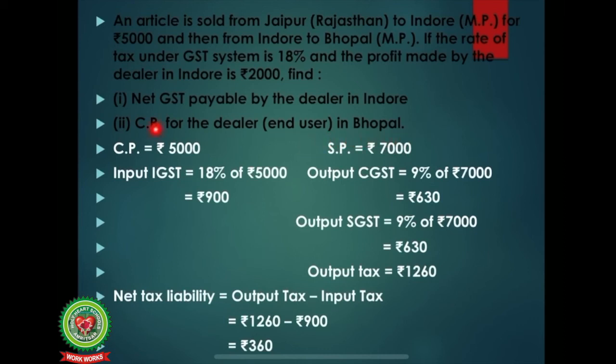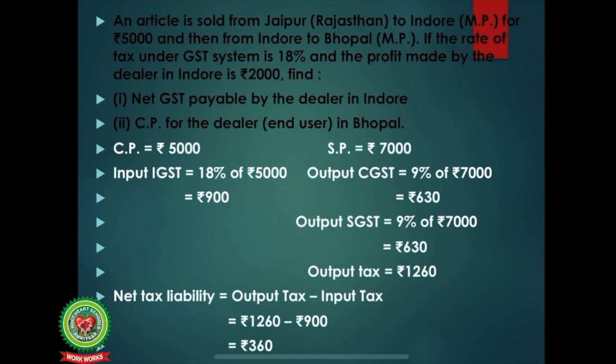Now students, as we need to calculate the net GST payable by the dealer in Indore, for the dealer in Indore, the CP is rupees 5,000 and he has sold it at a profit of rupees 2,000. So his SP is rupees 7,000. Now when he has bought the goods from a dealer in Jaipur, which is in Rajasthan, it is a case of interstate transaction. So in that case, we are going to calculate IGST. So input IGST will be equal to 18% of rupees 5,000, which comes out to be equal to rupees 900.